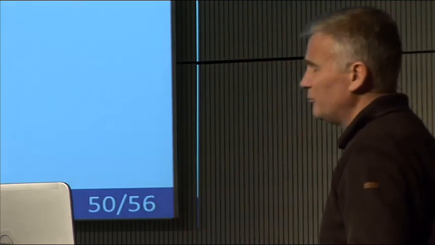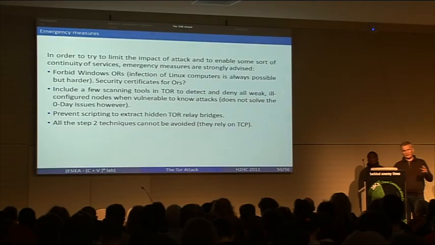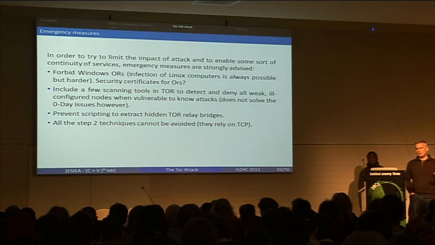So that's why I think that the most part of the solution is to enforce some high-level security policy managed by the Tor Foundation to manage the security of all onion routers. And of course, prevent scripting, since part of the security relied on the fact that some relay bridges were hidden. Well, prevent scripting in a way or another.